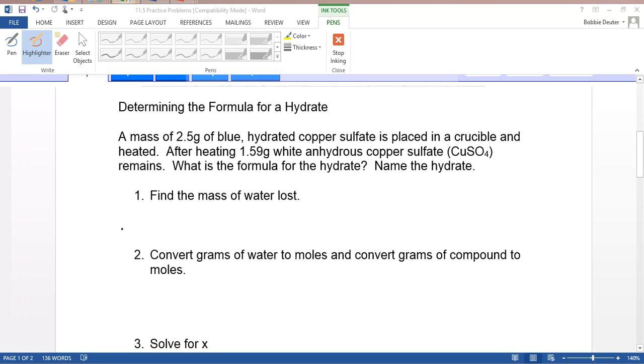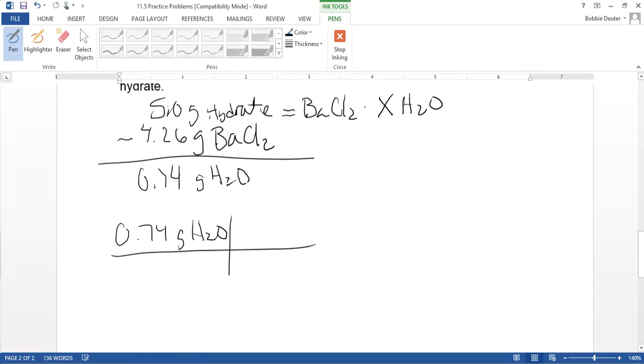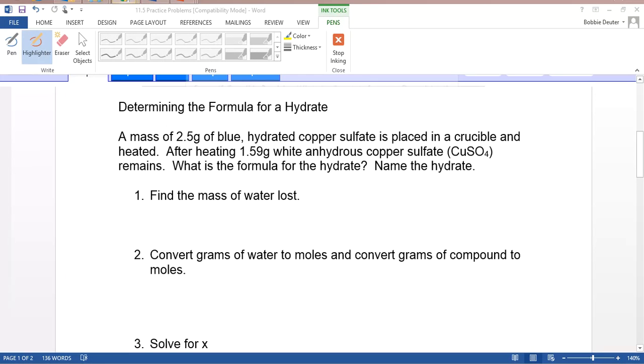Okay, so let's start with water. 0.74 grams of H2O. And we are going to put 18 grams, because that's the molar mass of water, over 1 mole H2O. Multiply the top, divided by the bottom. You're going to get 0.041, I believe, or 0.04 moles of water.